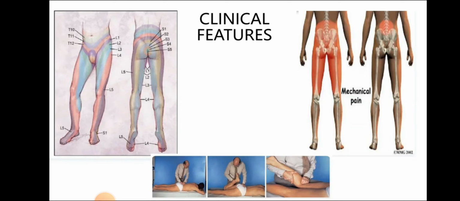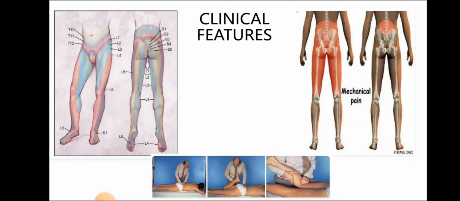And tenderness over the interspinous ligament or lateral to the spinous process over the affected intervertebral space will be present. Lumbar scoliosis is significant, with restricted forward flexion but free lateral flexion. That will be the range of movements. And there will be wasting of the muscle.